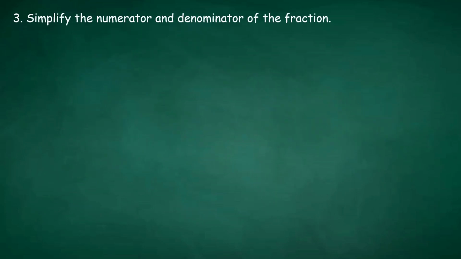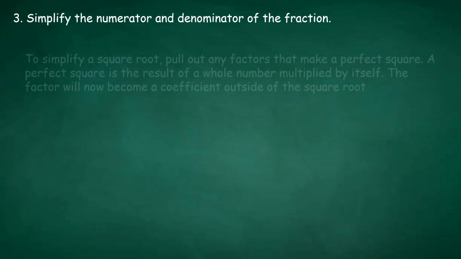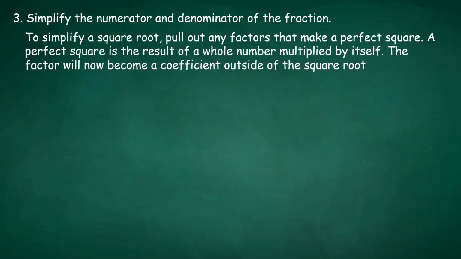3. Simplify the numerator and denominator of the fraction. To simplify a square root, pull out any factors that make a perfect square. A perfect square is the result of a whole number multiplied by itself. The factor will now become a coefficient outside of the square root.